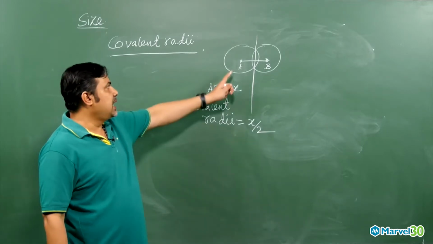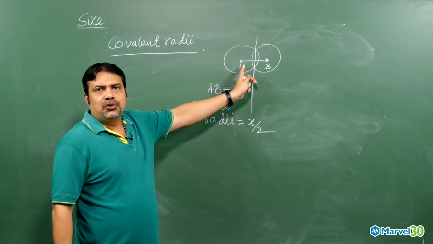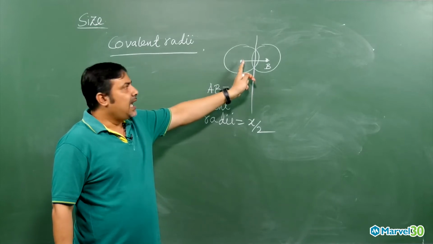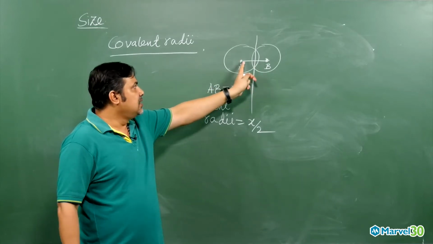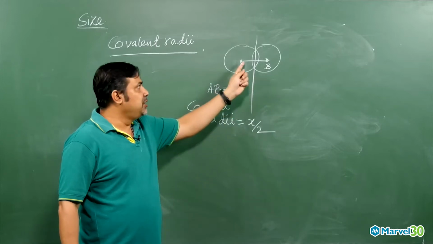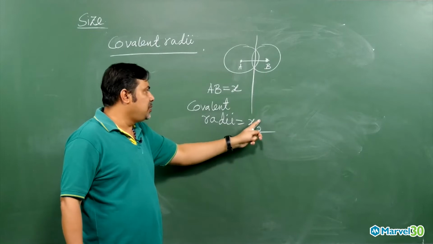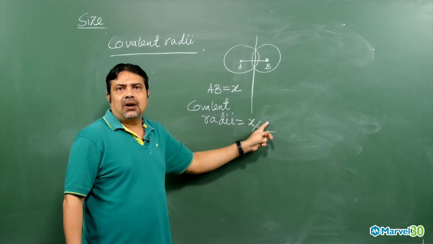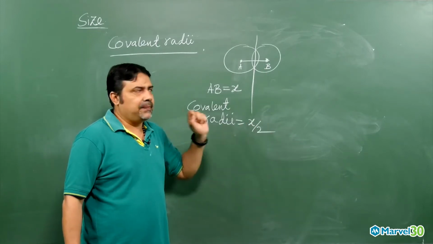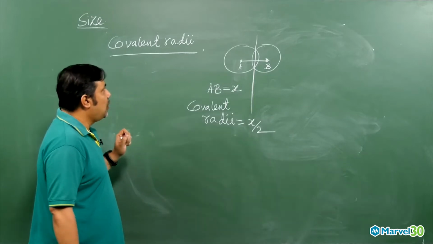So that means we are considering the two atoms which are forming the covalent bond, and the distance in between the two nuclei is x. Half of that distance, x by 2, is called the covalent radius. Now you understand what the covalent radius is.